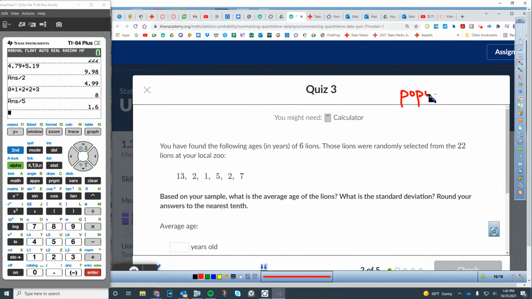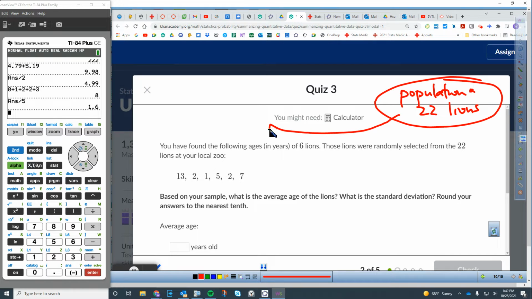Your population contains 22 lions. Okay, that's what you have. Then you randomly select 6 of them. So you have a sample with 6 lions. Okay, now I want you to pay attention to what we're doing. We are selecting 6 from a population of 22, right? And you're given 6 data here.